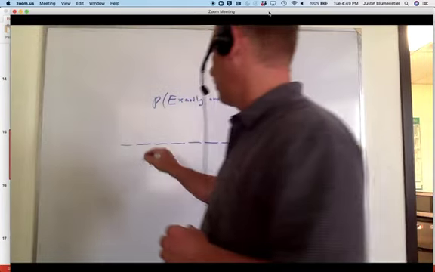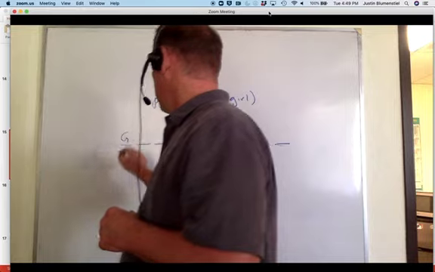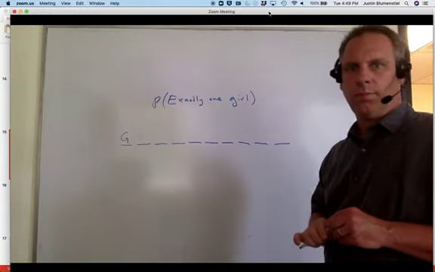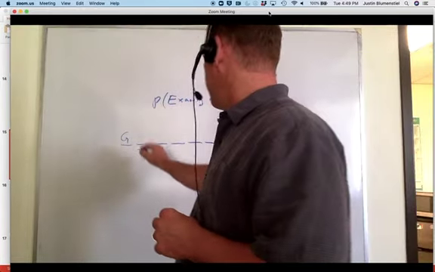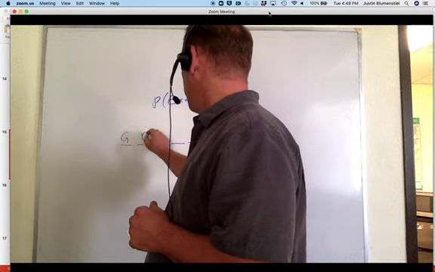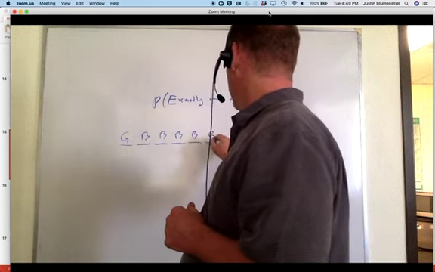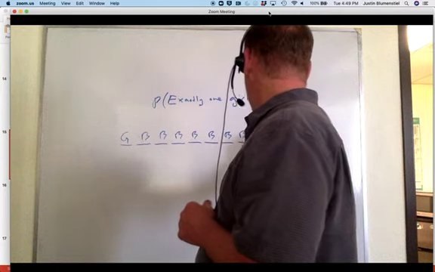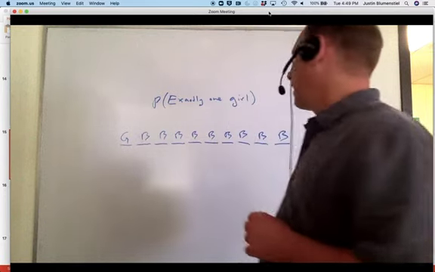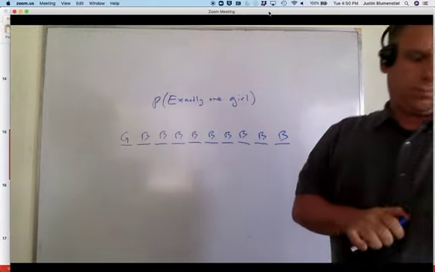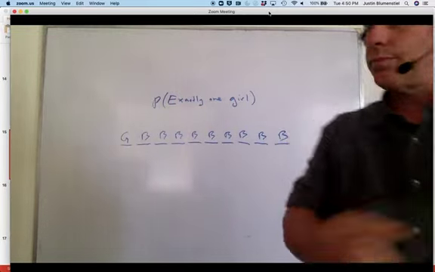Let's say that this first one here is a girl. Right? That one's a girl. And then if there's exactly one girl, then this would have to be a boy, and this would have to be a boy, and this would have to be a boy, so on and so forth. Now, you have already the framework for calculating that probability. All right, you already have that.